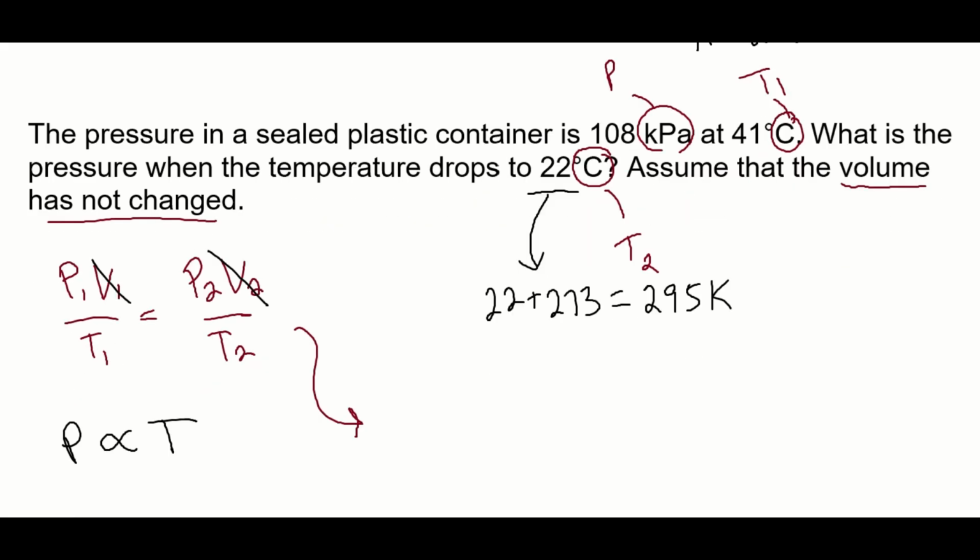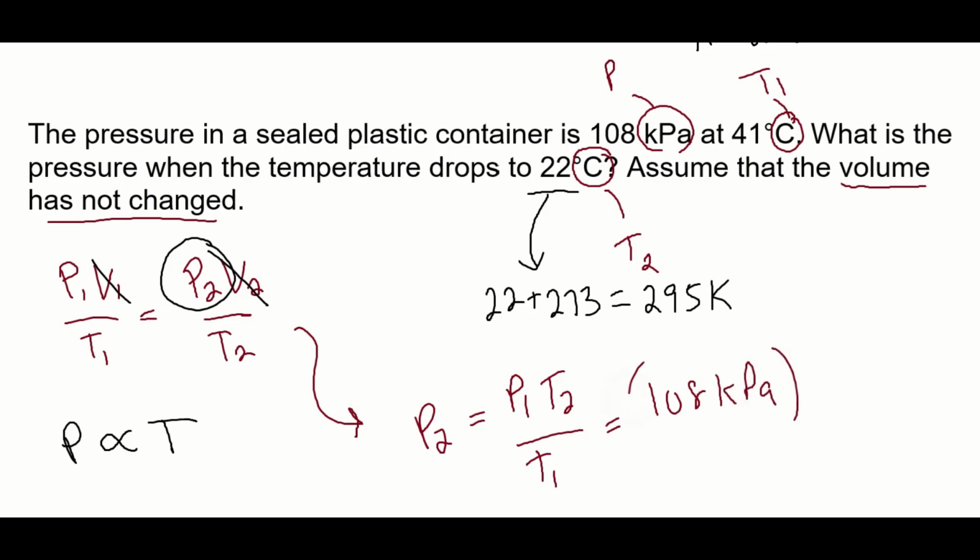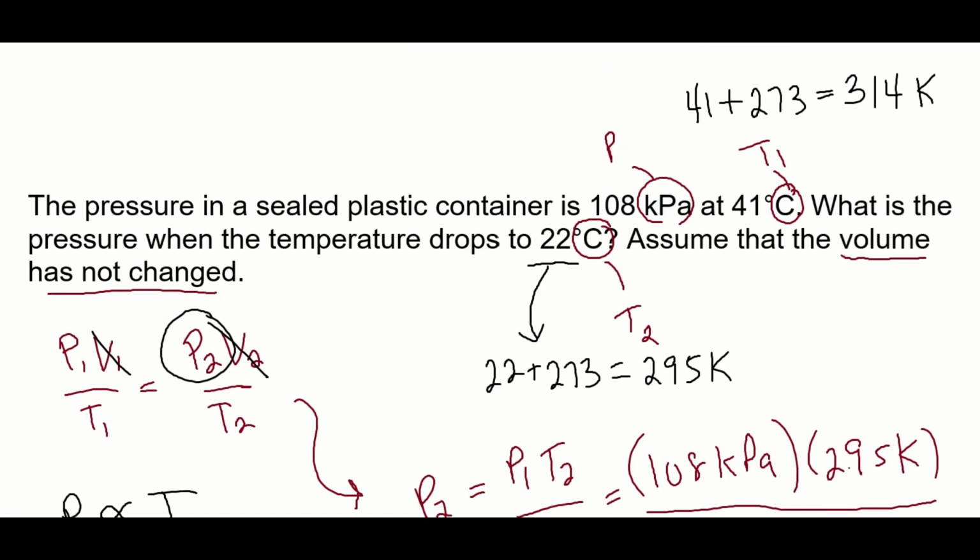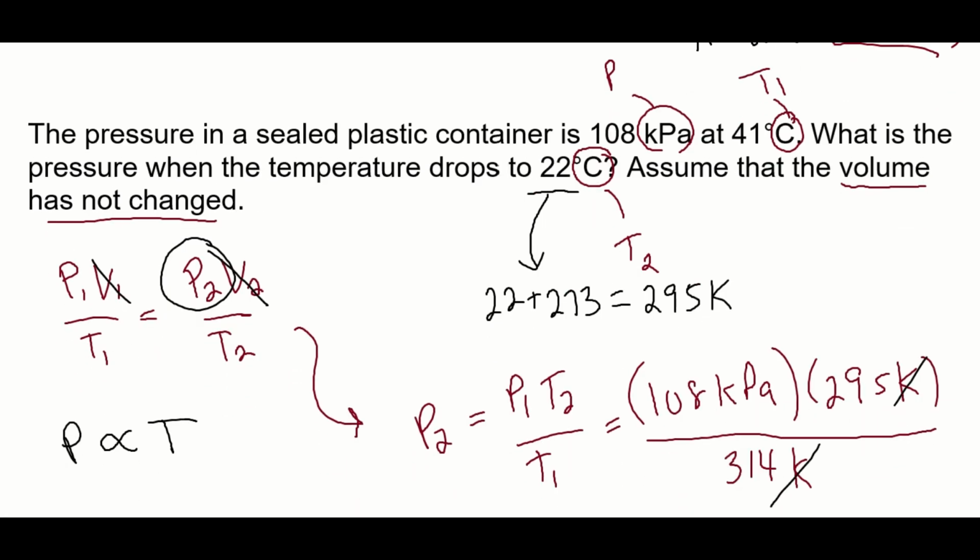The question is asking us to solve for the second pressure, P2. So let's rearrange this algebraically to solve for P2. The second pressure is going to equal P1 times T2 over T1. Now let's plug in our values. P1 is 108 kilopascals. T2 is 295 Kelvin. And the initial temperature is 314. The Kelvins are going to cancel out.